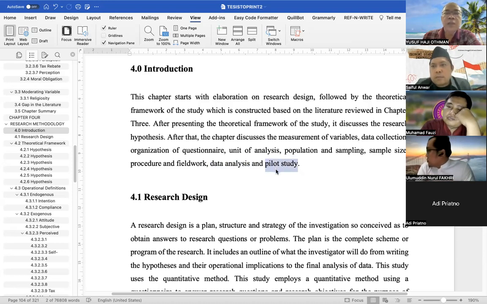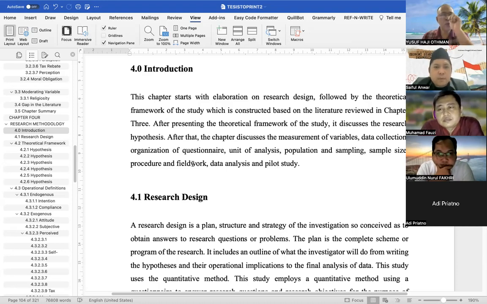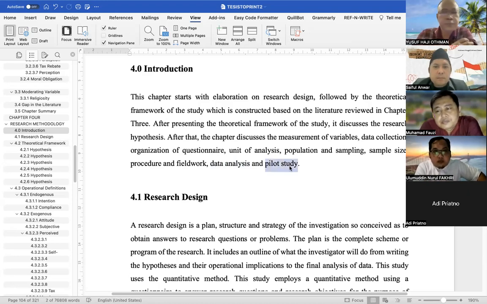So in chapter 3, we talk about the measurement of variables, how we collect the data, organization of questionnaire, unit of analysis, population and sampling, sample size, procedure, and fieldwork. We need to explain how we are going to distribute and collect the questionnaire, how we are going to analyze. And also, we need to do pilot tests. The purpose of pilot tests is to test the reliability of the questionnaire items. So it's very important that the questionnaire items pass the reliability test. So that's for chapter 3.